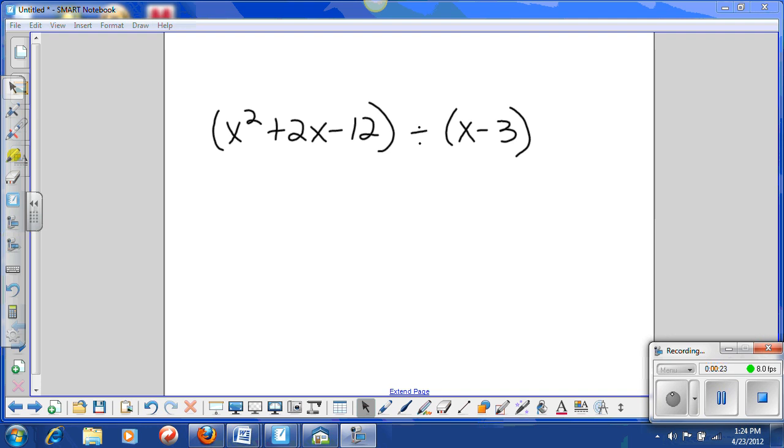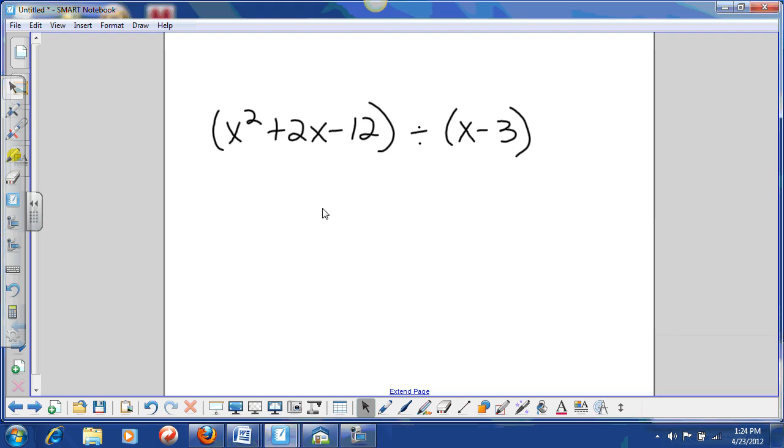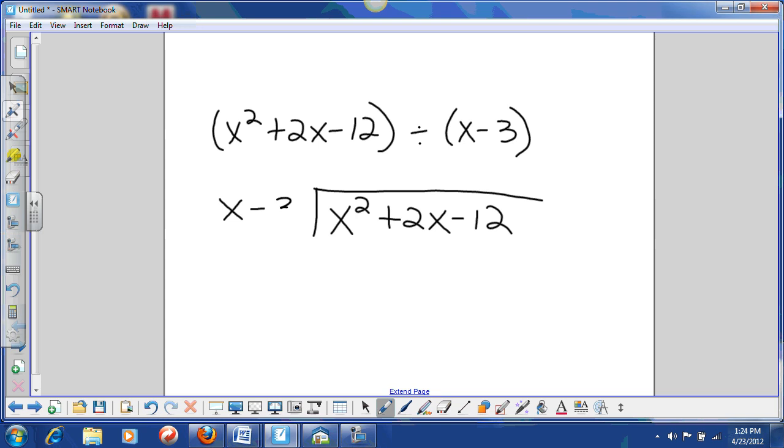So let's just look at it. Set it up as a regular division problem. So you have x squared plus 2x minus 12, and you're dividing it by x minus 3. Remember when I was talking about this, I said you always just worry about the first thing that you're working with. You're working with x and x squared. So you're starting at the left, working left to right.